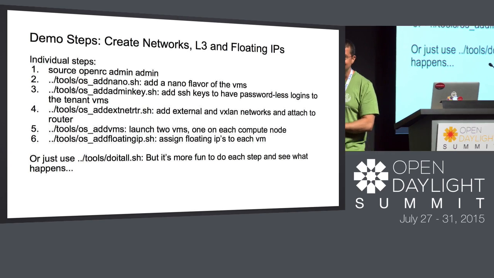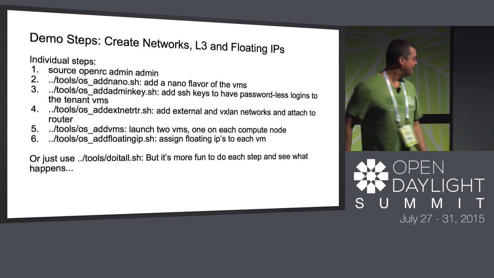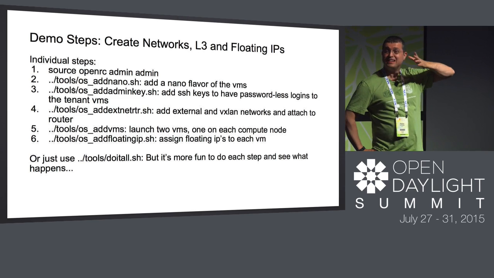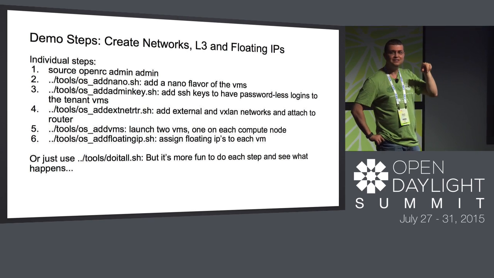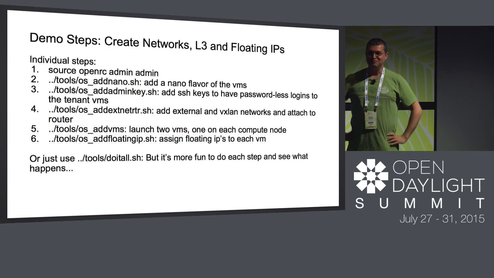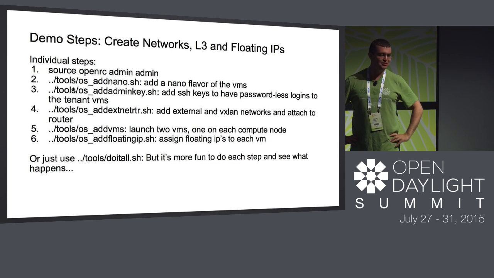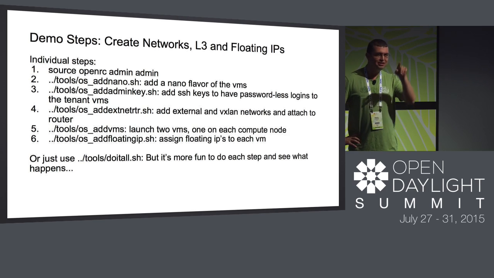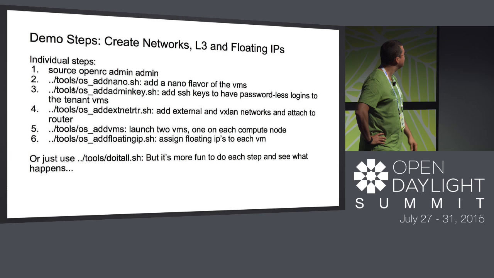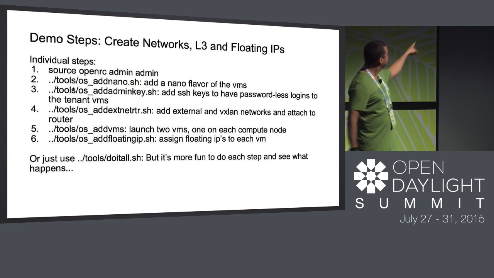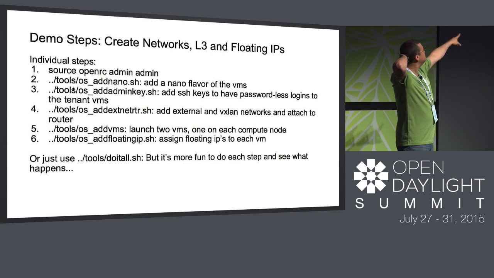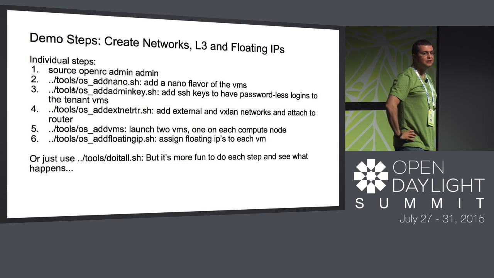Once you did that source openrc admin, it actually doesn't matter where you do it, as long as you do it under the control node. Just make sure you are in opt devstack, and you've done that source openrc admin, and then from that directory, run it just like it's spelled out: ./tools/os/add_nano.sh.